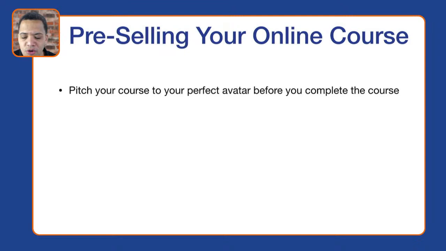When we pre-sell a course, we're actually pitching the course outline. We're pitching secret number 4, the lesson plan. That's what we're pitching. We're pitching the objectives, right? We're pitching the outline of the course, how the course is going to flow. We're not actually giving the content.